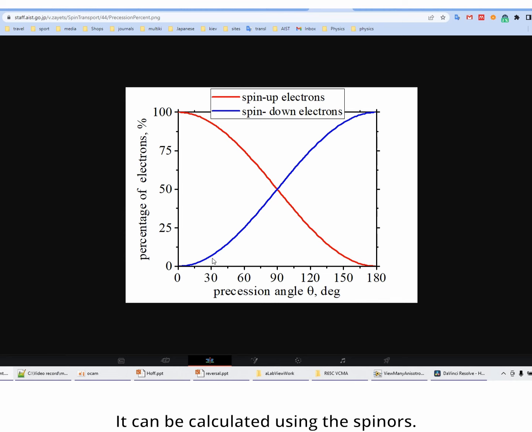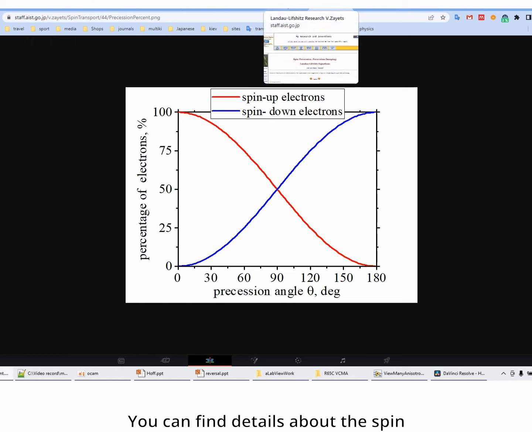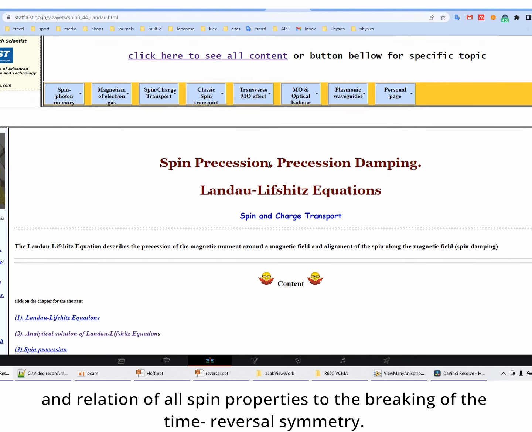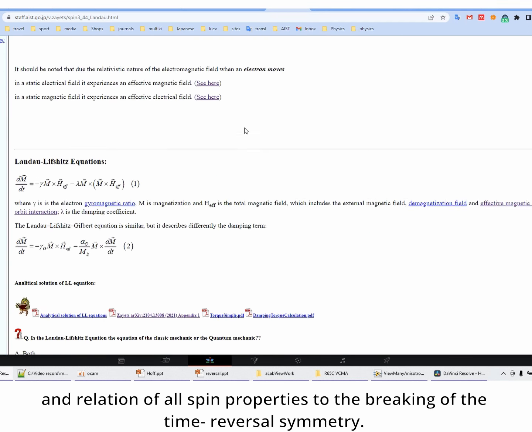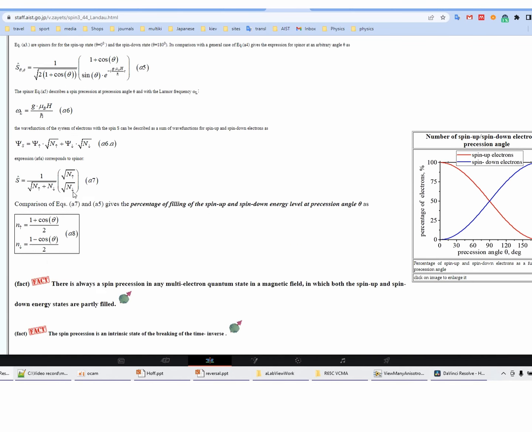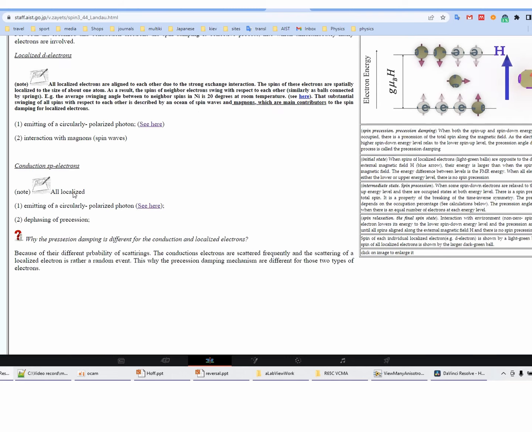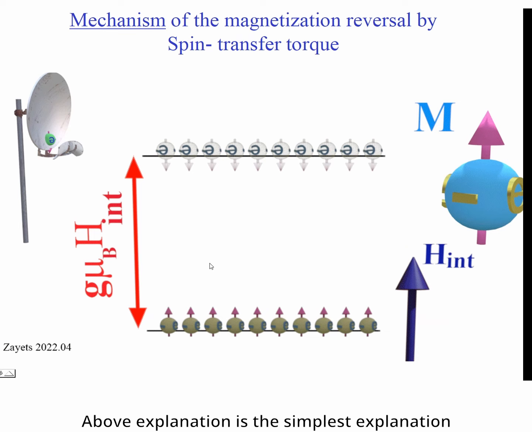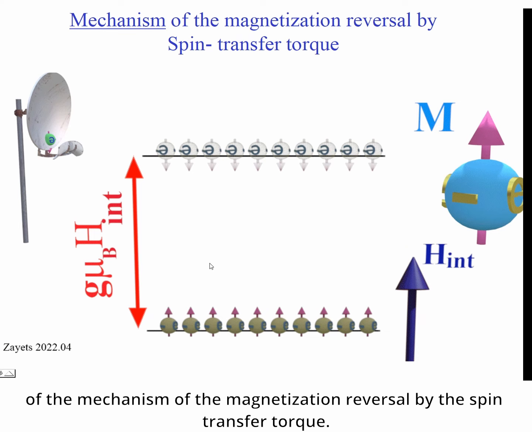It can be calculated using spinor. You can find details about the spin and relation of all spin properties to the breaking time inverse symmetry in this web page, and also including this spinor's calculations, damping, many stuffs. The above explanation is the simplest explanation of the mechanism of the magnetization reversal by spin transfer torque.